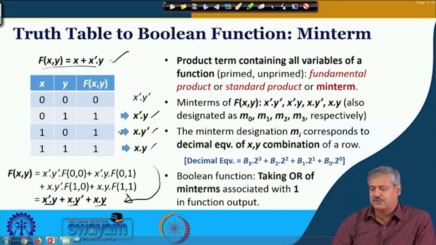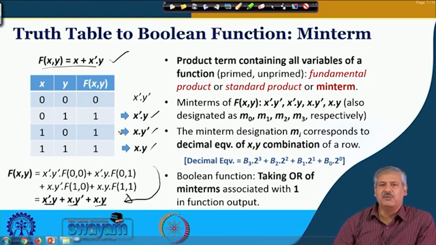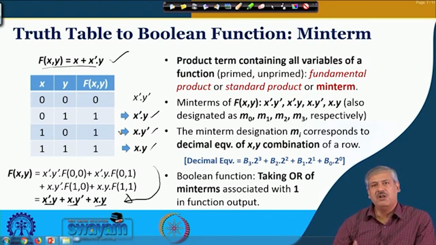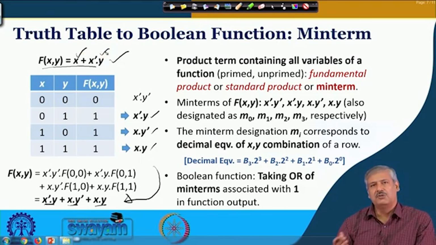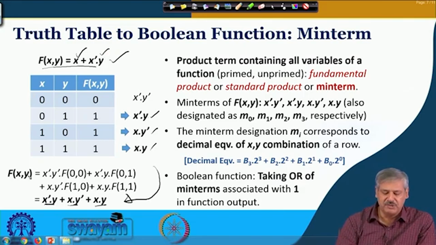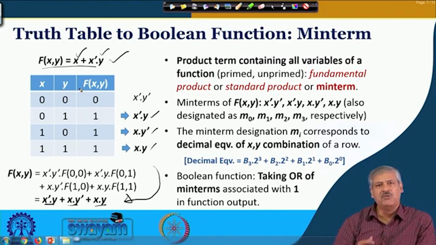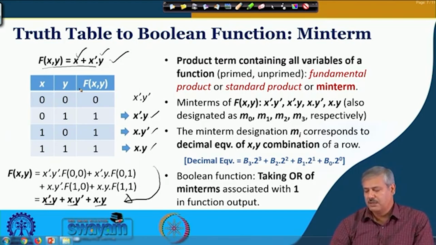So, a min term, or fundamental product or standard product, is nothing but a product term containing all variables. So, this x over here is not a min term, but x prime y is a min term because it contains all the variables. It could be in complemented or uncomplemented version, primed or unprimed, it does not matter. So, we can see that for this two variable problem, four possible such min terms are there: x prime y prime, x prime y, x y prime and x y.